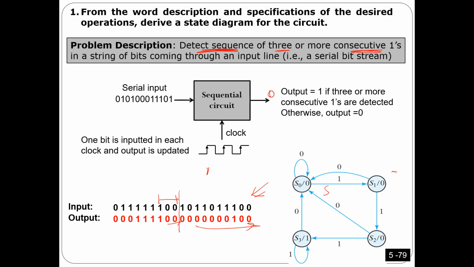So you have a sequential input. This is the description. Based on this description, how can you make a state diagram? This is the difficult part. Once you know that, once you do the state diagram, everything after that is systematic, similar to what I said.